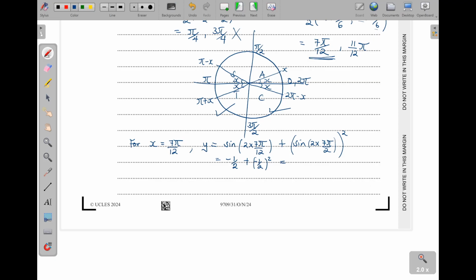It's like getting, okay, a quarter is smaller than a half. So when you say a quarter minus a half, 2 halves is a quarter. So this one will give us negative a quarter. So meaning the coordinates of M are going to be 7 pi over 12, and then the y coordinate is negative a quarter. That is what we are going to have.